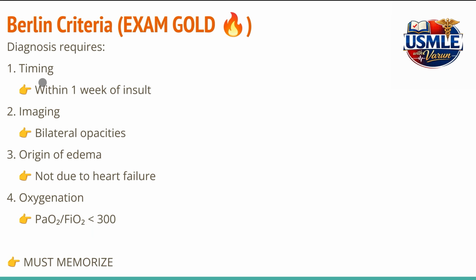four different conditions. The first thing is timing. The condition must occur within a week of a known insult. The second is imaging, which should show bilateral opacities, meaning that both the lungs are involved. Then there's fluid accumulation, which should not be because of heart failure. And finally, there must be impaired oxygenation where the PaO2 by FiO2 ratio is less than 300. A lower ratio indicates worsened oxygenation.